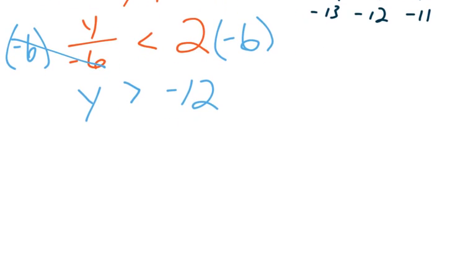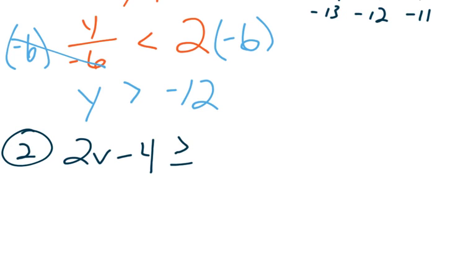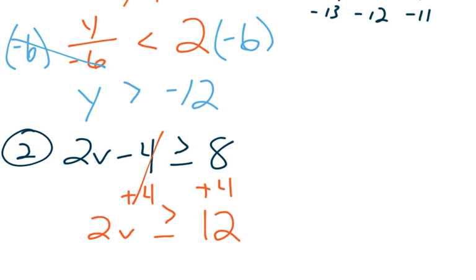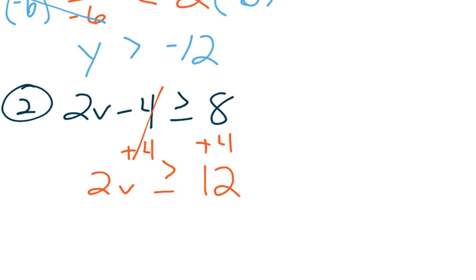Let's try another one here. Number 2. I've got 2v minus 4 is greater than or equal to 8. Okay? Again, this is a simple two-step equation. Going to get rid of the minus 4 first by adding 4, so plus 4 on both sides. So I'm going to have 2v, those go away, greater than or equal to 8 plus 4 is 12. Okay, so now I've just got one more step. Got to divide both sides by 2.